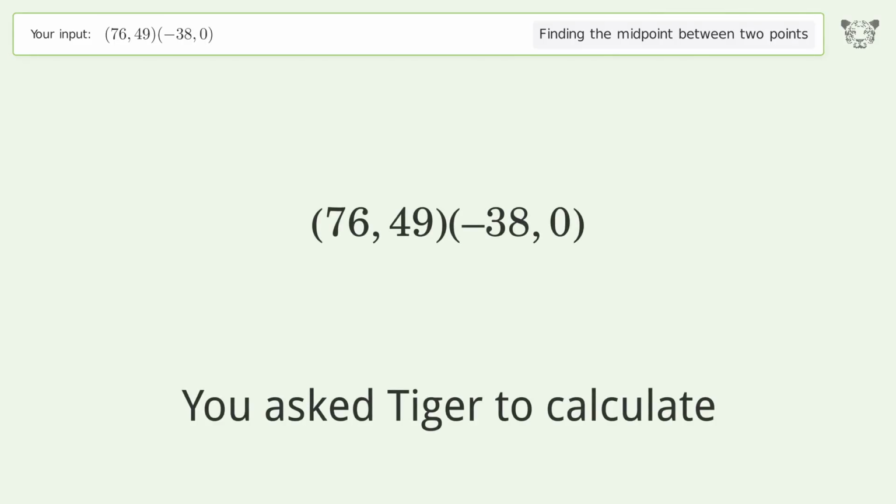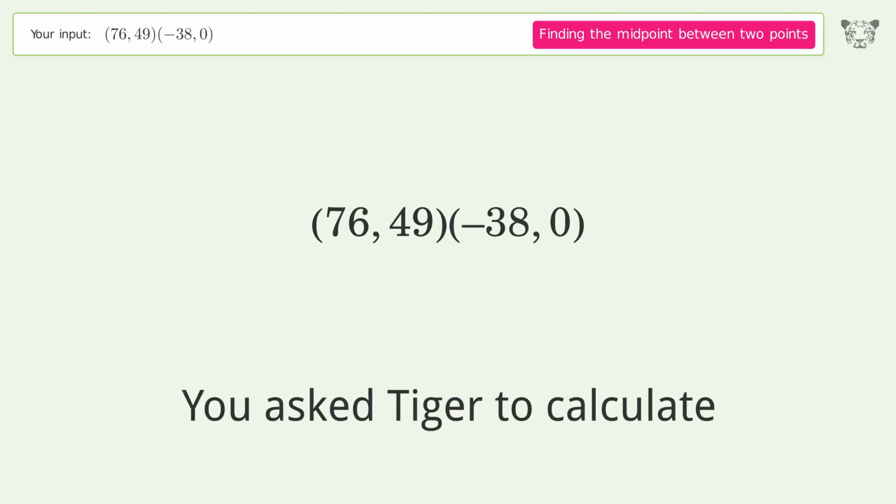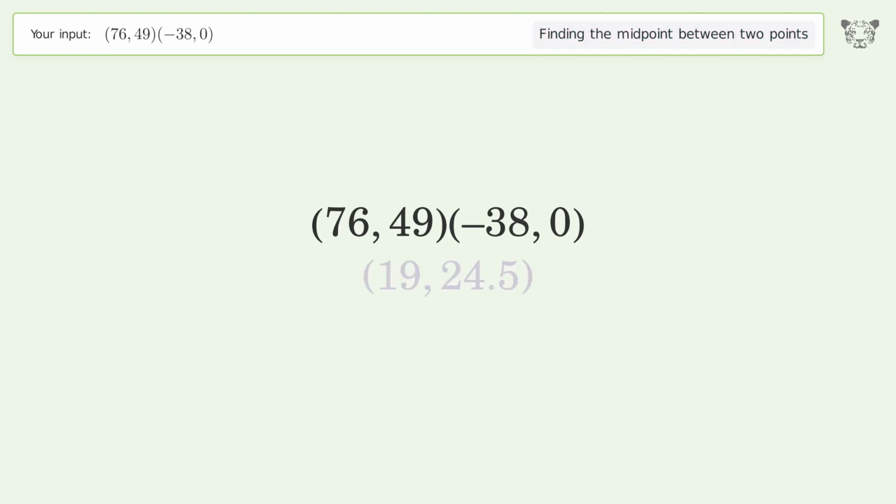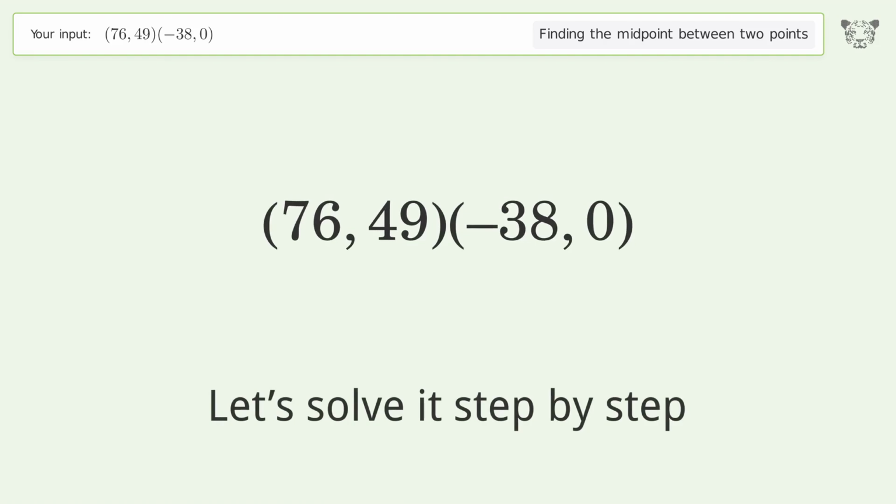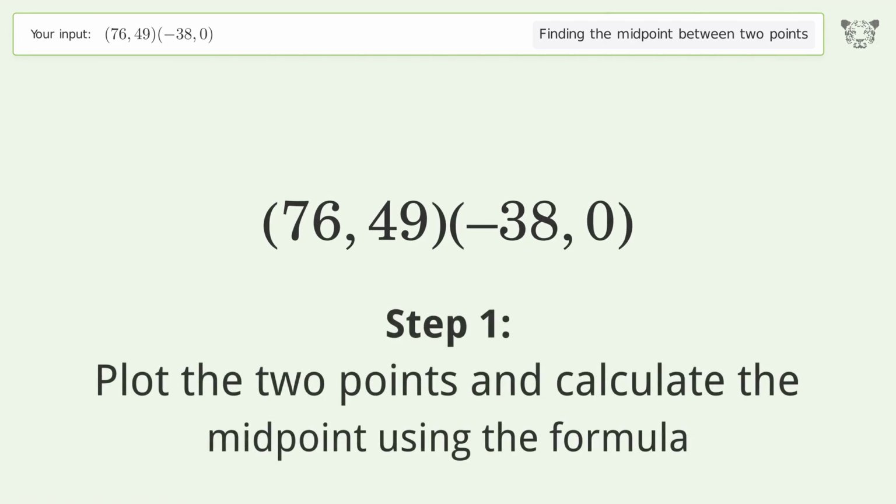You ask Tiger to calculate. This deals with finding the midpoint between 2 points. The midpoint between the 2 points is 19, 24.5. Let's solve it step by step. Plot the 2 points and calculate the midpoint using the formula.